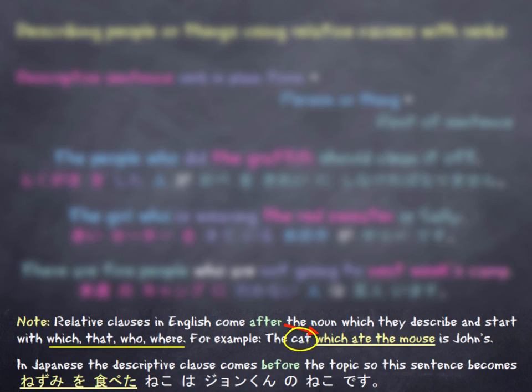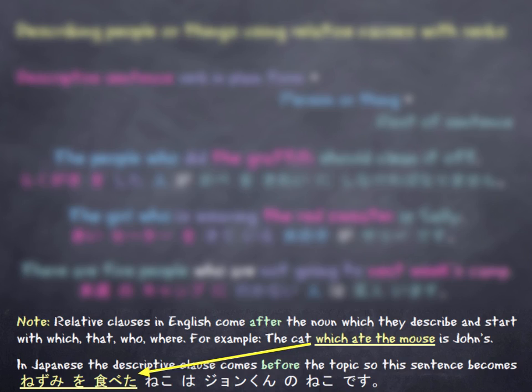So please note that relative clauses in English come after the noun which they describe and start with which, that, who, and where. For example, the cat which ate the mouse is John's. But in Japanese, the descriptive clause comes before the topic. So this sentence becomes ネズミを食べた猫はジョン君の猫です. So we can see here, ネズミを食べた猫 means the cat which ate the mouse. And then we finish with is John's.